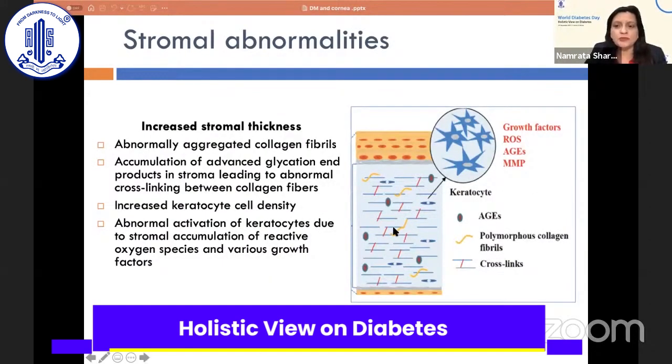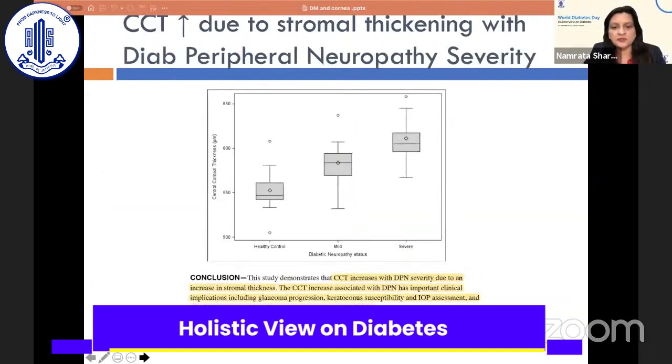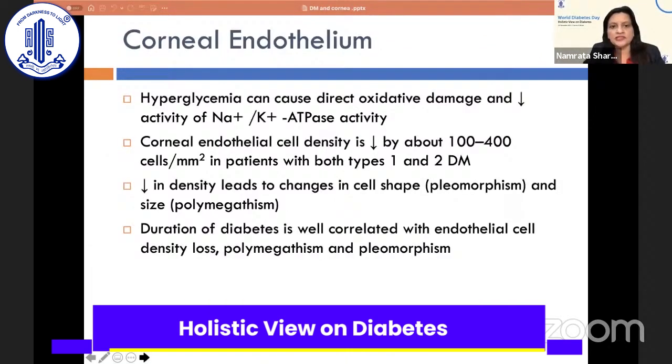Then in the stroma, like I said, there are going to be changes because of the cross-linking that occurs and because of the accumulation of the glycation products. And this was a study where they looked at the peripheral neuropathy severity and found that this was much more in cases of diabetics, and they directly correlated it to the central corneal thickness.